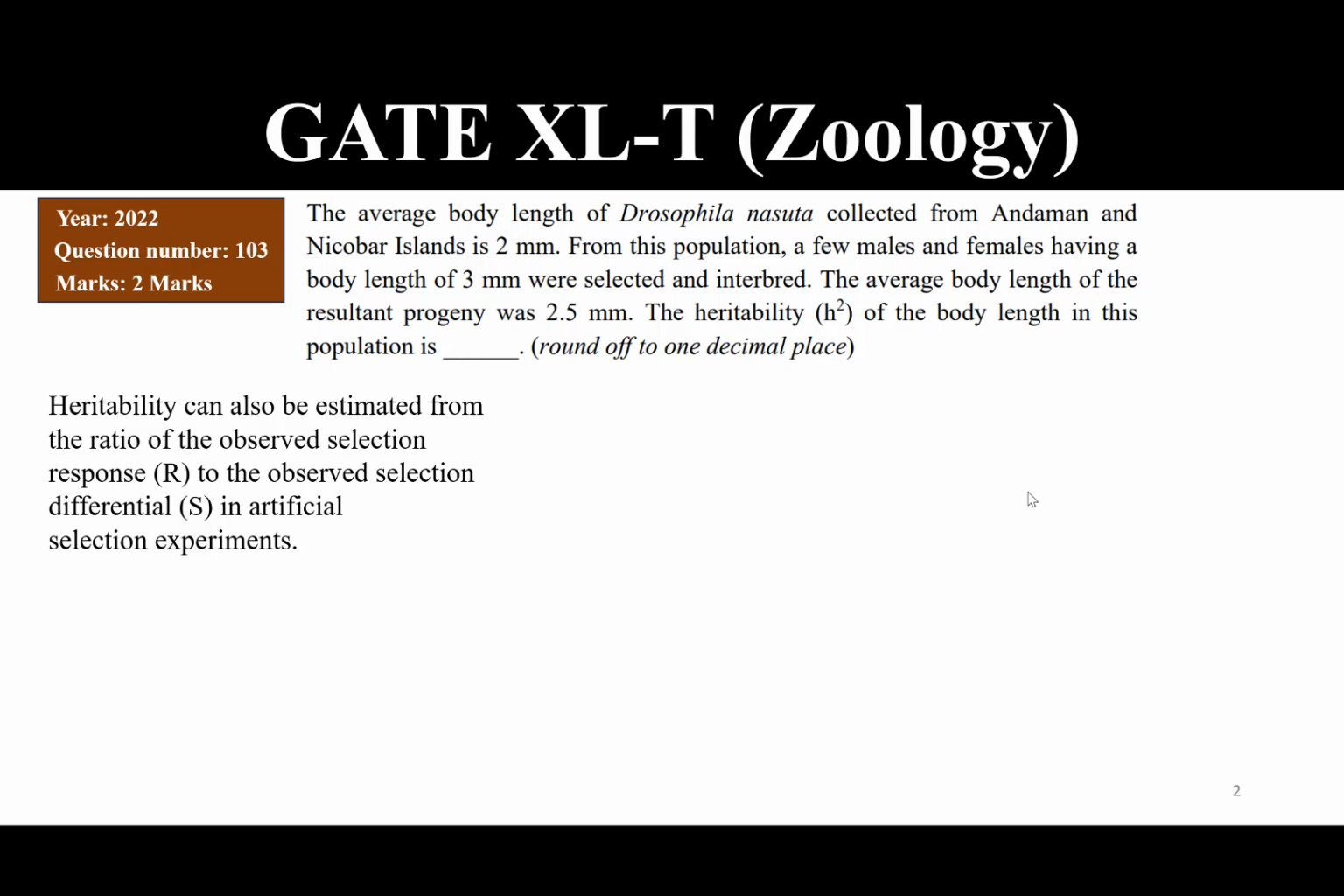So here the selection was working on body length. If you read the second line, it says from the initial population, the males and the females who had 3 mm body length were selected, and then these selected males and females were interbred. The resultant progeny was 2.5 mm. So if we jot down this information, we have generation 1 whose average body length was 2 mm, generation 2 whose average body length was 3 mm, and then generation 3 with 2.5 mm.